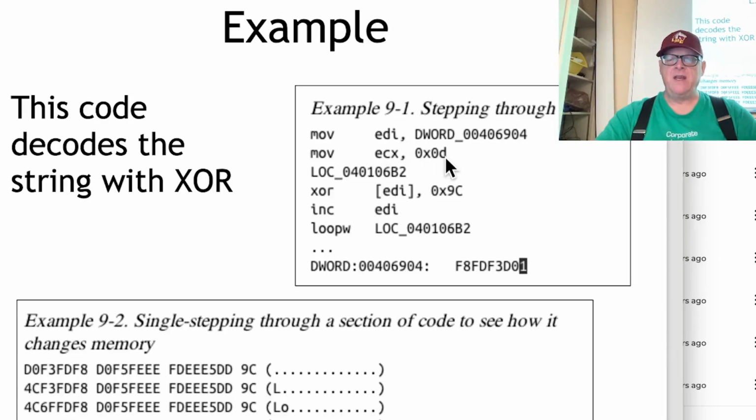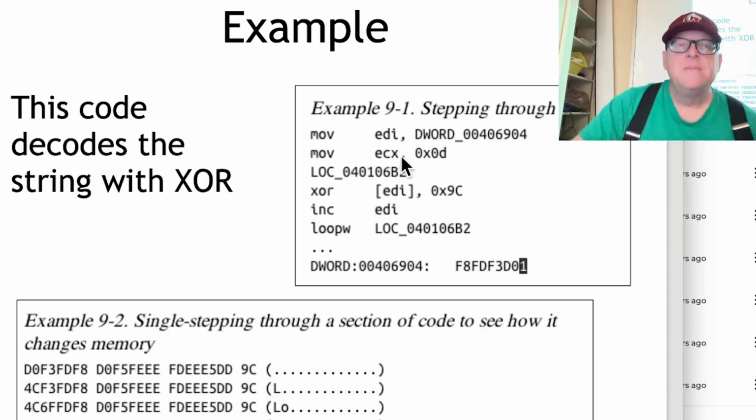Then it's going to move 0D, which is 13, into ECX. Then it's going to make a loop that XORs the data with a constant and increments. And this loop will loop back and forth. There's a loop command in the assembly code, which always loops and decreases ECX, and it will loop until ECX hits 0.